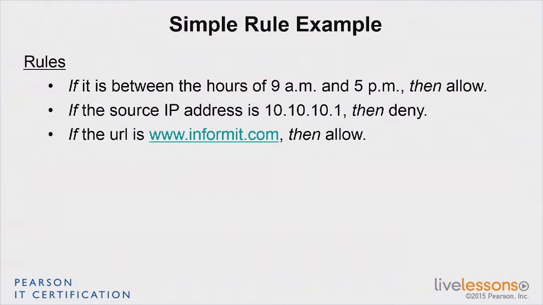Now we may have rules where we go down a list and we have to meet a number of conditions. So then we may say if the source IP address is 10.10.10.1, well then deny. So all other addresses would be fine, but if we hit 10.10.10.1, we're going to have to deny. And then maybe we're saying if the URL is www.informit.com, then allow. So these are situational if-then statements.